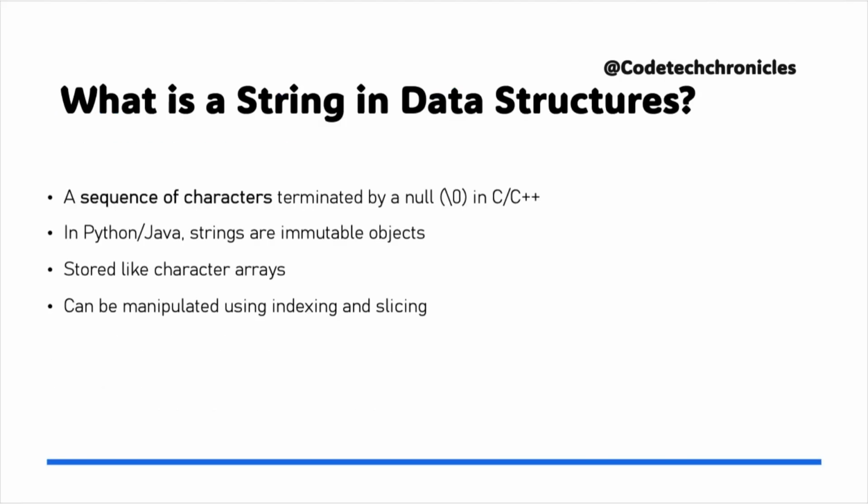Moving on to strings. A string is simply a sequence of characters. In C and C++, it's typically an array of characters ending with a null character, \0. In languages like Python and Java, strings are immutable objects, meaning once a string is created, you can't change it. Any changes create a new string in memory, but they can still be manipulated using slicing and indexing.